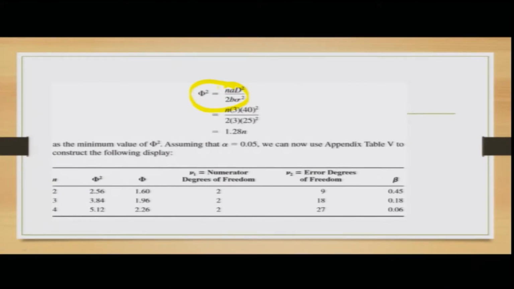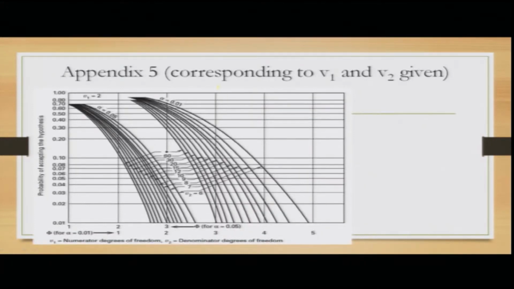If the capital phi squares are calculated, it will give us the degrees of freedom m and n for the F distribution, and we can find out the beta value also. So, in the first column we have n values, the second column phi square, the third column phi, then the numerator degrees of freedom, the error degrees of freedom, and the beta values are given in the subsequent second, third, fourth, fifth, and sixth columns. If you find out the corresponding graphs, the graphs would be given as this.